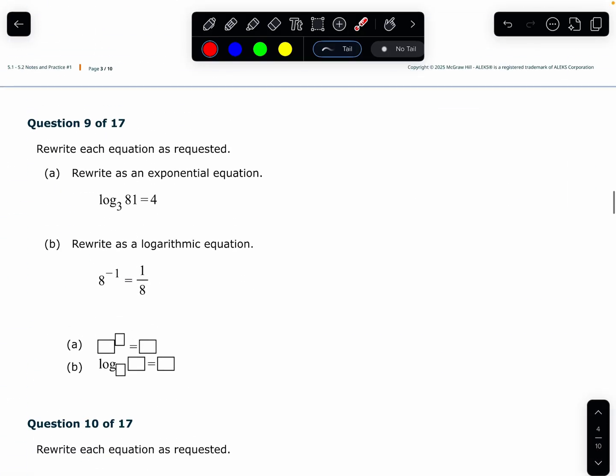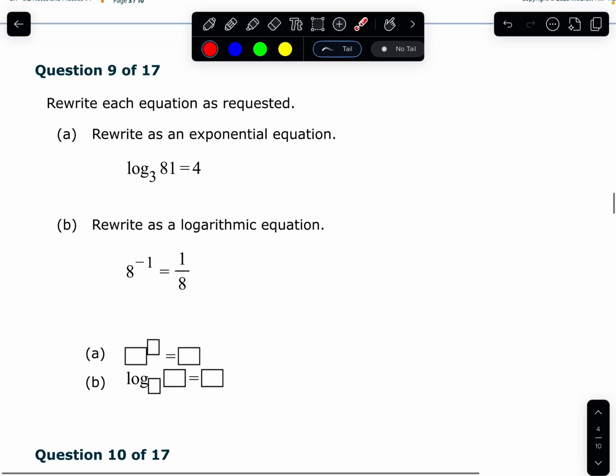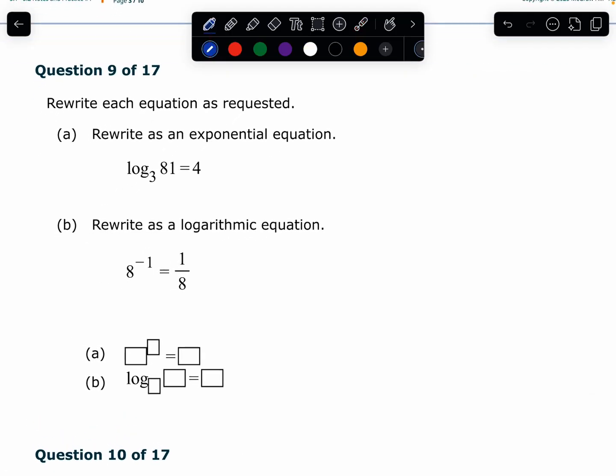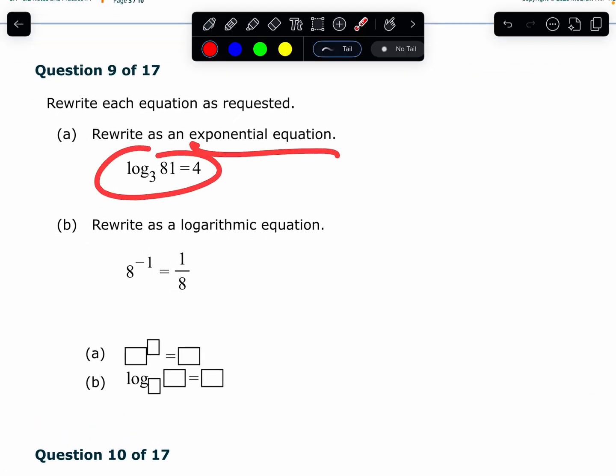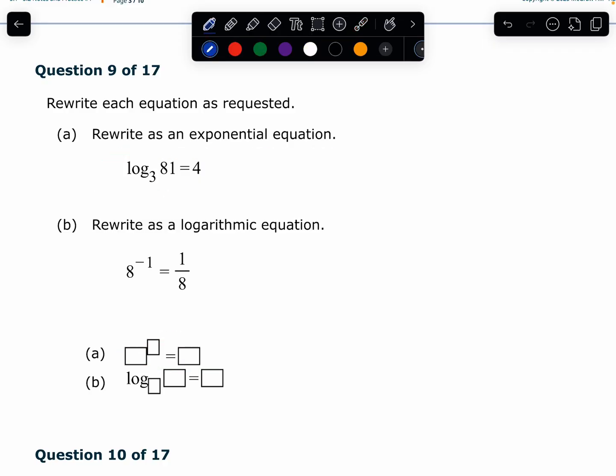I think we got one more right here that you guys can practice. So we have a logarithm. We're going to write it as an exponential. So I see that the base of the logarithm is 3, so the base of the exponential will be 3. Logarithms equal exponents. So if this equals 4, that means the exponent has to be 4, and 81 has to be the value, and that's true. 3 to the 4th power is 81.